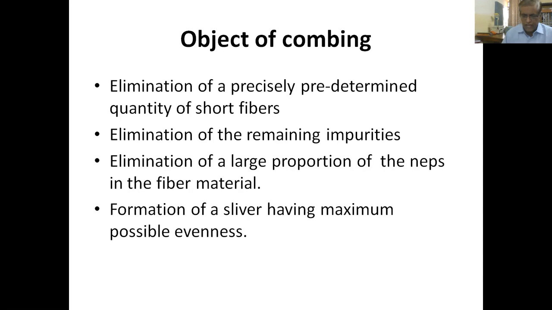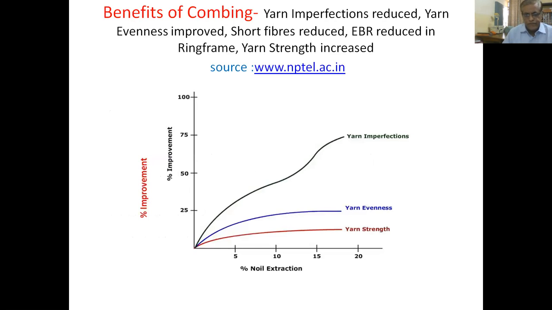Next is formation of a sliver having maximum possible evenness. For combing to take place, we will be feeding a lap sheet, and the delivery material will be in the form of sliver. So the sliver should be even. It should be regular. So we will try that the sliver should have maximum possible evenness, so that an even yarn and smooth fabric is formed out of this combed yarn.